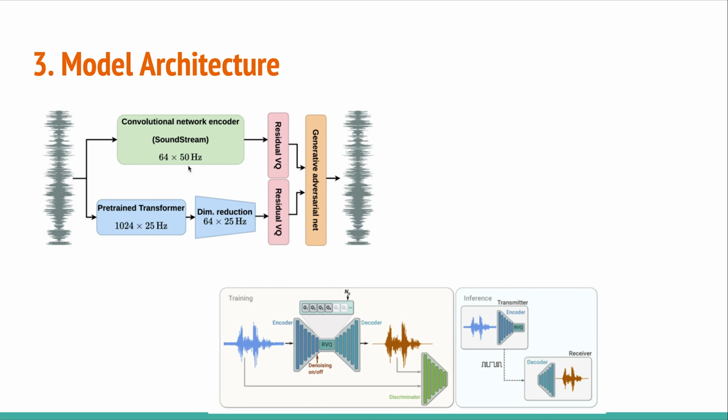As you can see, the model has two parts here. This is the audio signal. It can be anything. It can be music, or it can be just a speech signal, right? So like I said, it has two branches. One is called a convolution network encoder.